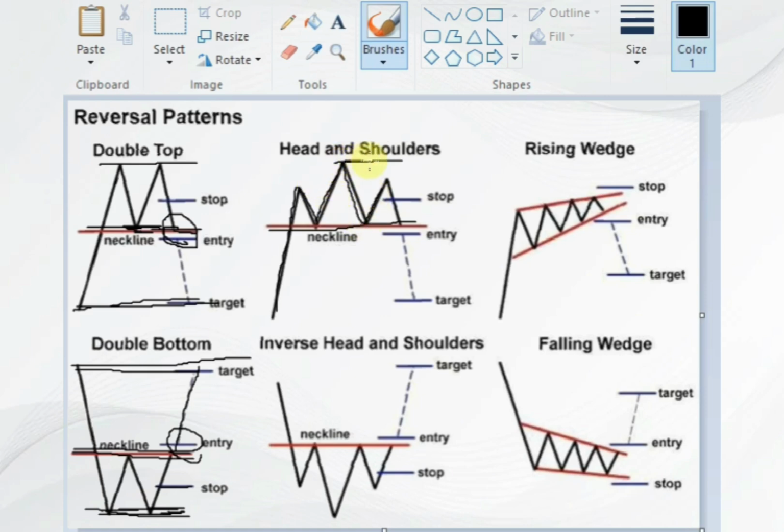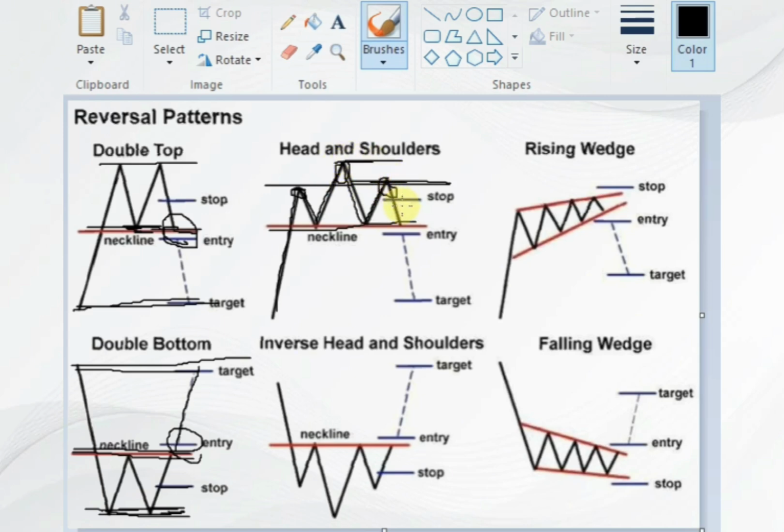Price failed to break above this previous higher high, making this one a lower high, and also making both of them equal. So this is the head, sorry, these are the shoulders, this is the right shoulder, the left shoulder, right? And this is the head.